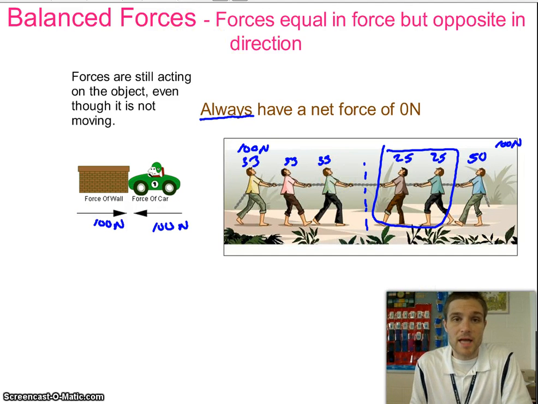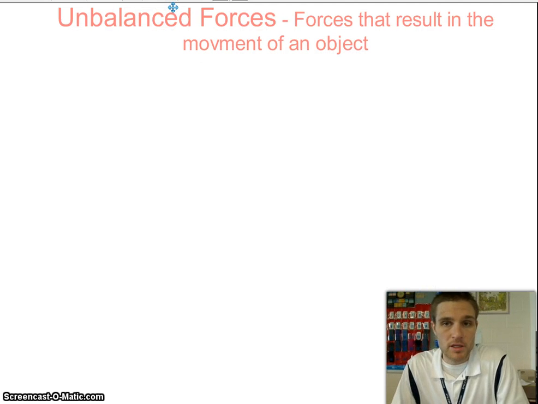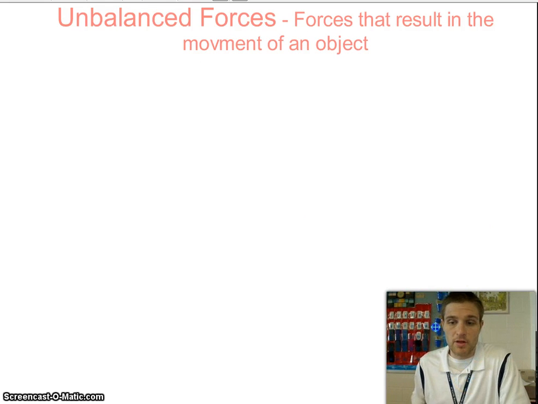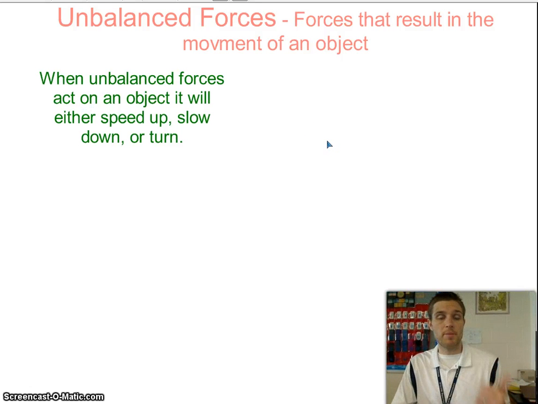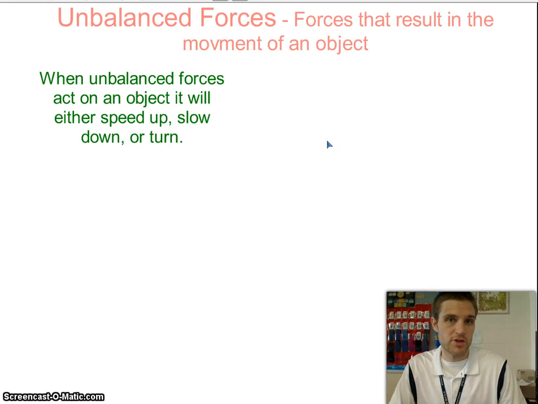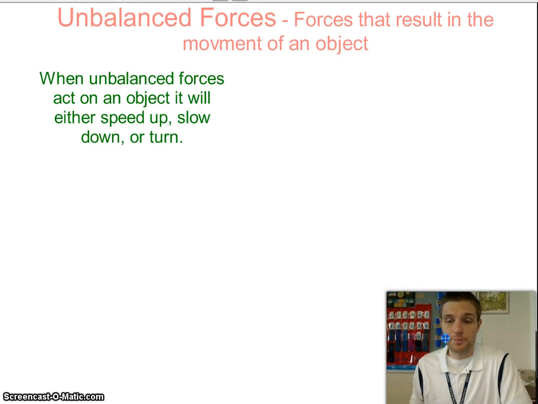All right, the last type of force that I want to talk about are unbalanced forces. And these are forces that result in the movement of an object. Now there are 3 different ways that an object can move. It can either speed up, it can slow down, or it can change direction or turn. Much like acceleration and velocity can change in 3 different ways, unbalanced forces do that.